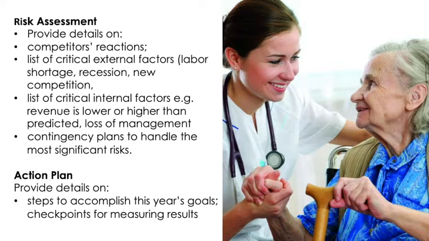These are lists of critical external factors like labor shortages, recession, new competition. A list of critical internal factors like revenues lower or higher than predicted, loss of management, contingency plans to handle most significant risks. Part of loss of management could be a loss of a good marketer, okay? I've seen companies do so good, having an average of 200, 300 census, then all of a sudden they lose two key marketers or account executives, and they just drop down to 10, 15 a month within less than 6 months. And that's because their account executives are the ones that bring in the clients. And so you have to be ready for this.